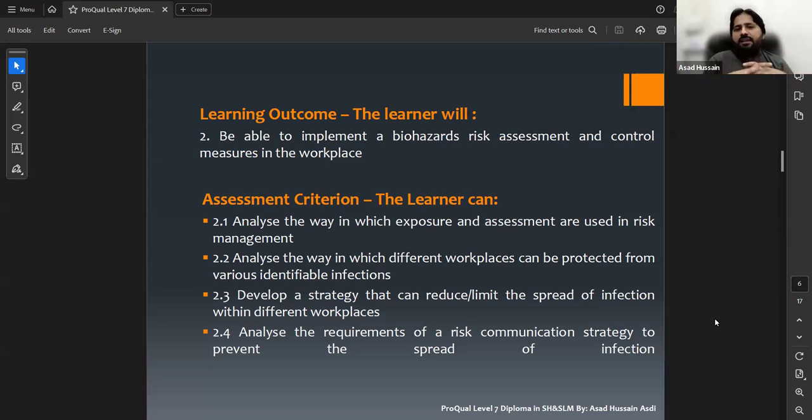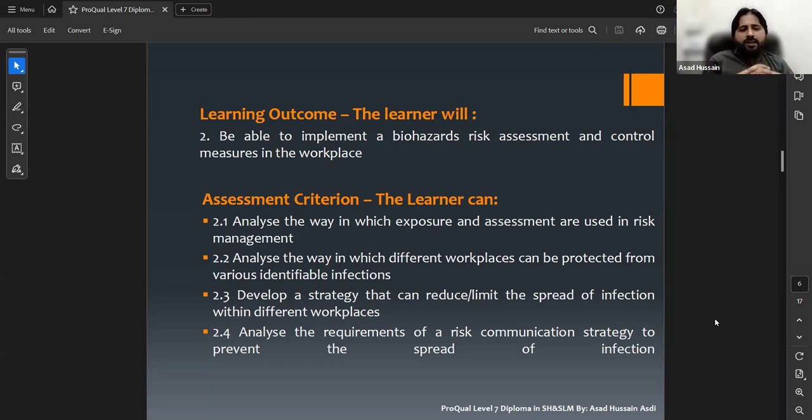And when it comes to the evidence, it will be what type of infection controls you have applied in your organization. Definitely, there will be some control points there, some action points there. So how you are controlling that, you should have a plan. You have to provide a copy of that as evidence to support this 2.2 assessment criteria.